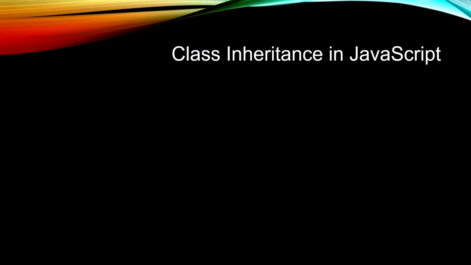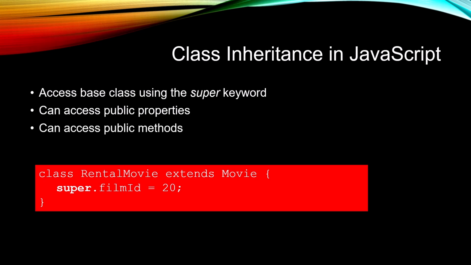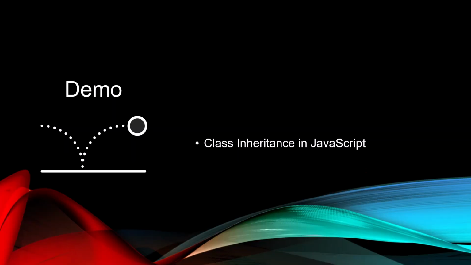Once we've extended that movie class, we can access the base class, in this case movie, using the super keyword. So for instance, we can access any public properties like the film ID by doing super dot and then the name of that public property. We can also access any public methods in the base class as well, but you cannot access private fields or methods. So let's start out and take a look at a simple example of class inheritance in JavaScript.